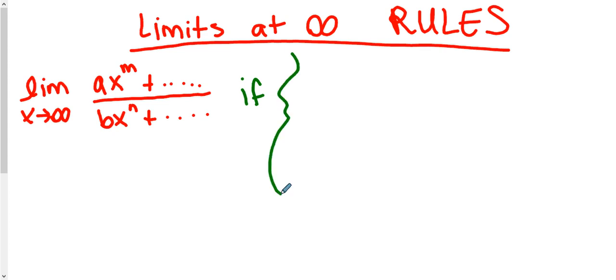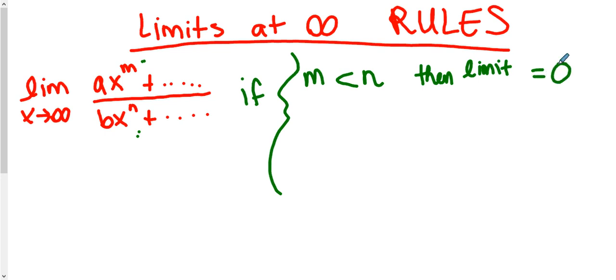All right. If m is less than n, so if this power on the top is less than the one on the bottom, then the limit is equal to 0. Every time. If the one on the top is smaller. So if we have x squared on the top, x cubed on the bottom, your limit is 0. You're done. No further work.